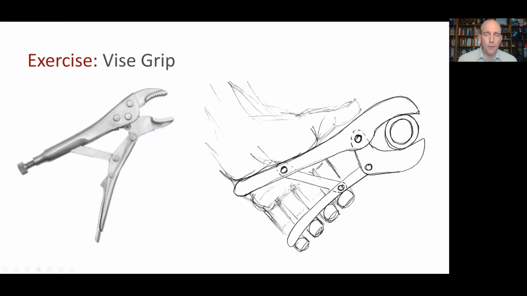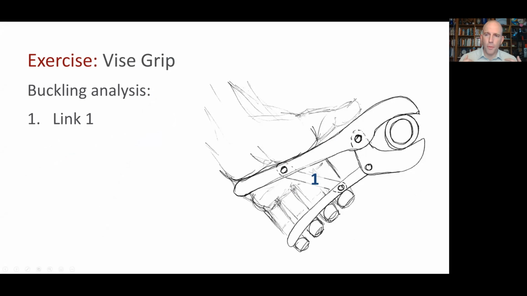Okay, so now let's do some exercises to apply at least one of these new failure modes, and we'll return to our vice grip. So the first thing to do is perform a buckling analysis of link 1.